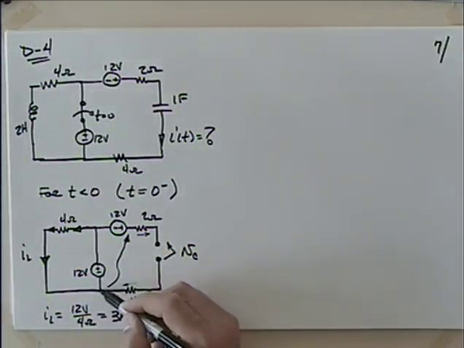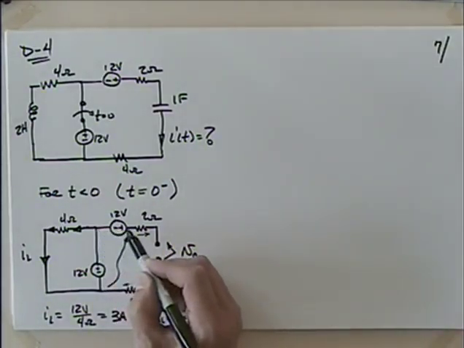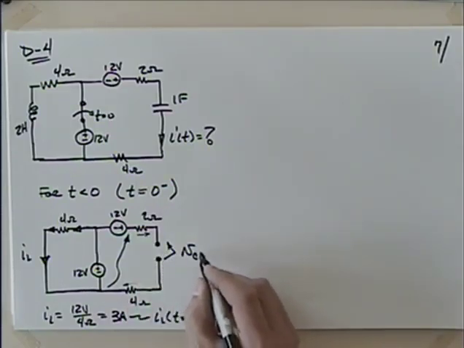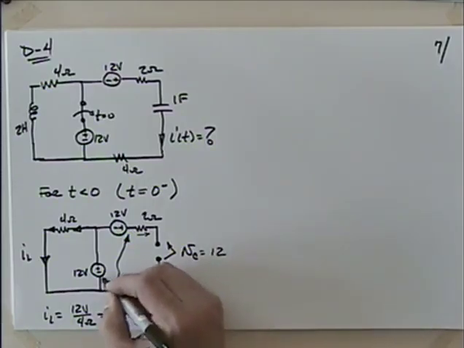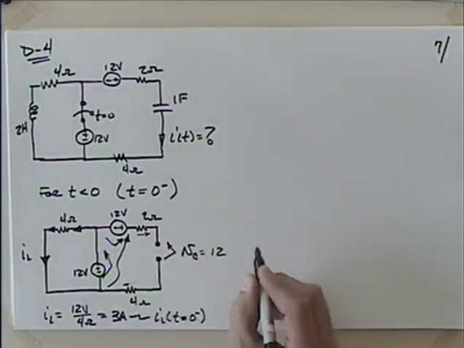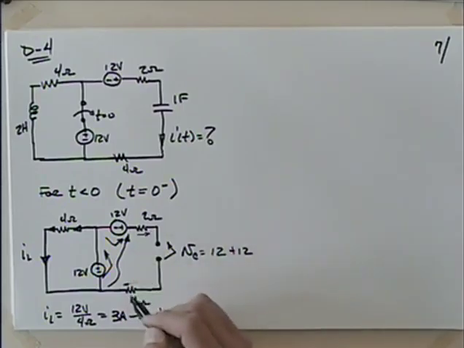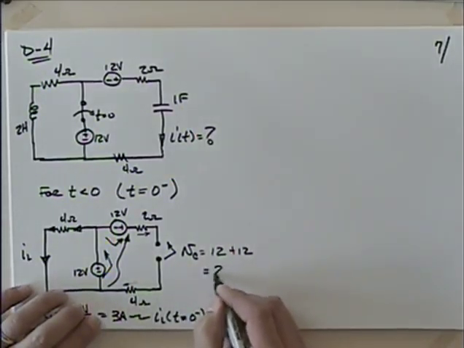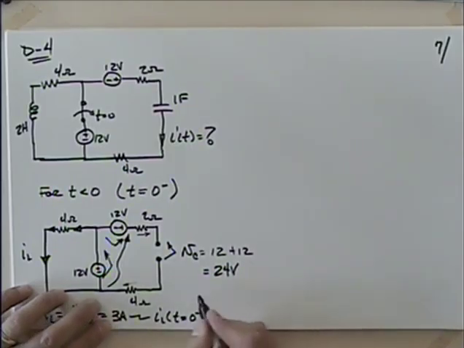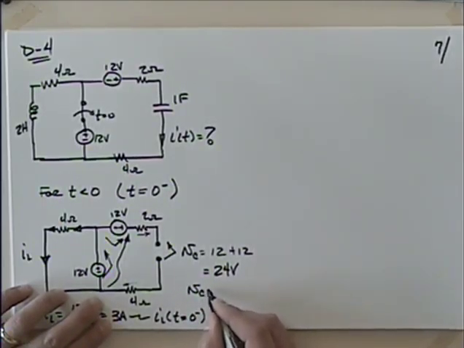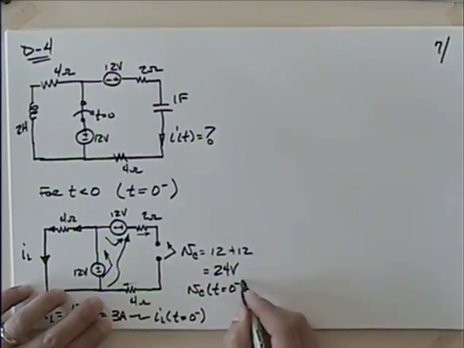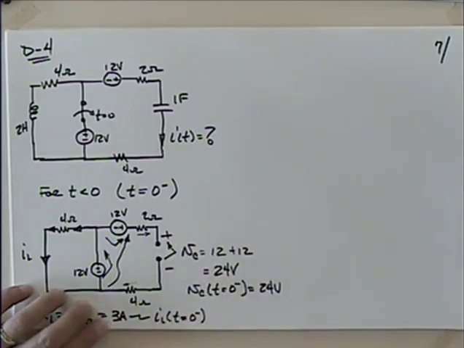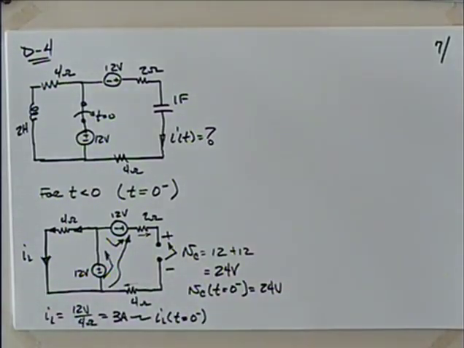Well, let's see. I start here, I gain 12, and I gain another 12. That'd be 24, isn't it? Yeah. I gain 12 here, and I gain another 12 there. I don't drop any across the resistors because there's 0 current, so I have 24 volts. So I could say the voltage across the capacitor at t equals 0 minus is equal to 24 volts. And again, the polarity is positive here and negative there. We want to definitely hang on to that.